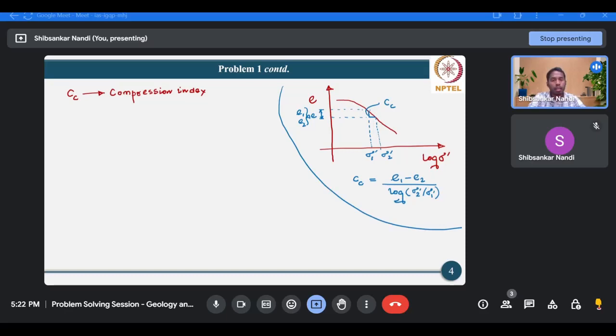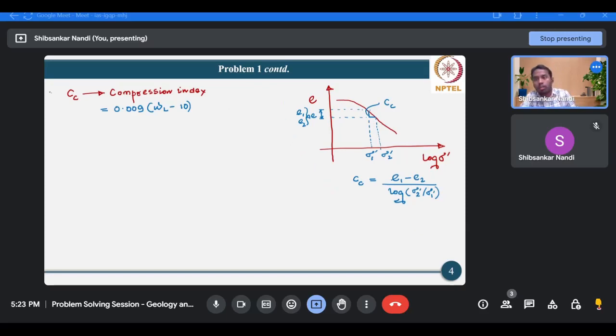Okay, so this is the definition of compression index. However, this kind of data is not available, at least for this problem. So for the calculation of compression index, we have to take the help of some empirical relationship. And if you go through the literature, you will end up with several relationships. Among these, this is one: 0.009 times (WL minus 10). So this is one of such empirical relationships available in the literature for the calculation of compression index.